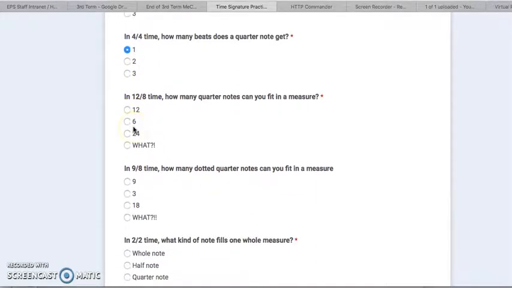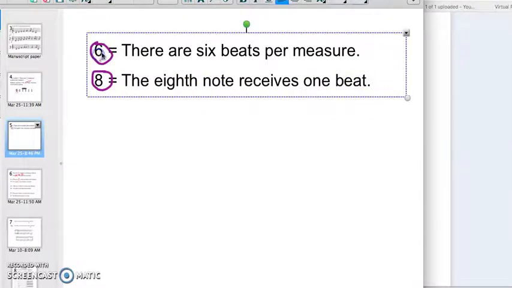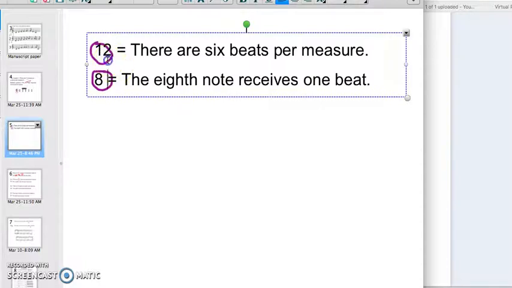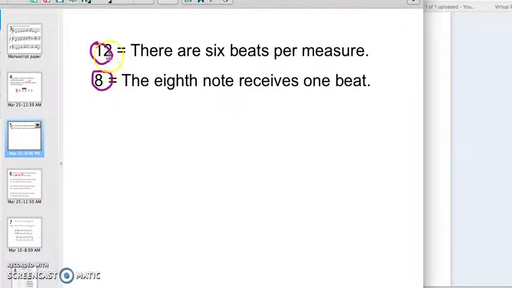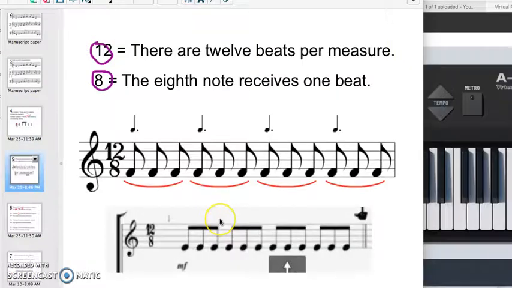Next question is, in 12/8 time, how many quarter notes can you fit in a measure? Now this is getting a little bit trickier here. So I'm going to write out my 12/8 time signature. Now I need to change this to there are 12 beats now per measure, and the eighth note receives 1 beat. That's a lot of eighth notes per measure. So if you want to visualize how those 12 eighth notes would fit in a measure, here is what it would look like. 12 eighth notes.